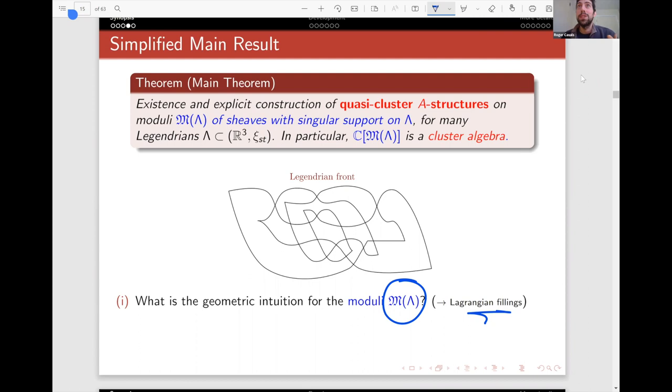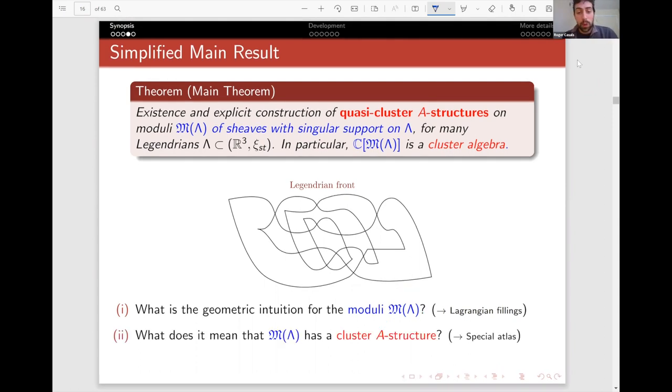I cared about Lagrangian fillings. I wanted to talk about the moduli space of Lagrangian fillings. That is kind of insane. It's like infinite dimensional Lagrangians, a moduli space of infinite dimensional Hamiltonian isotopies. What is a good model for it? M lambda is a good model. It's a nice algebraic variety that does the job of the moduli space of Lagrangian fillings.